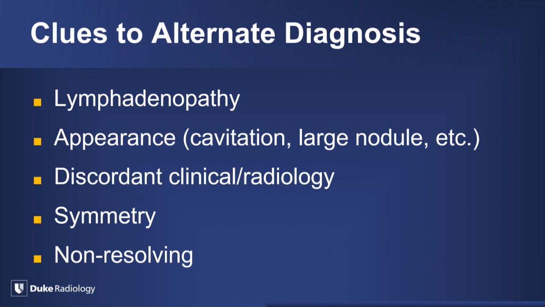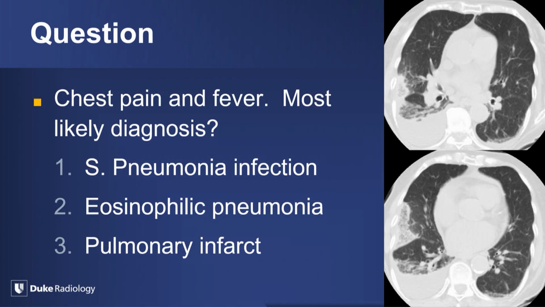so clues to alternate diagnosis: lymphadenopathy, appearance, cavitation, large nodules, discordance between the clinical and the radiologic manifestations, symmetry of opacities, and of course non-resolution. So coming back to this patient with chest pain and low-grade fever. In this case, we have a peripheral opacity. It is very well defined. We have those central bubbly lucencies. We have a pleural effusion. Well, that's not particularly helpful. We'll see that in community-acquired pneumonia.